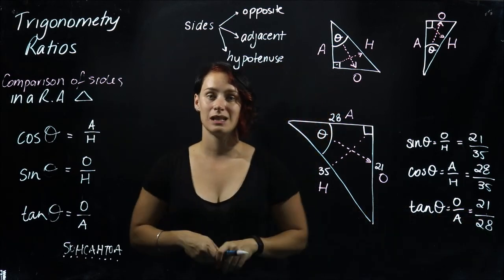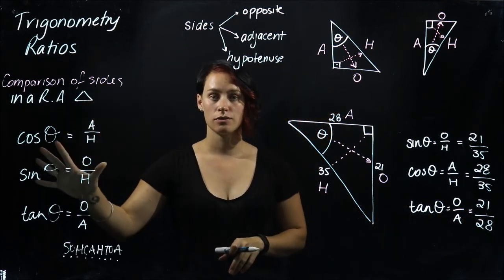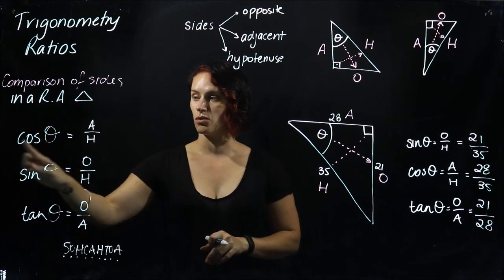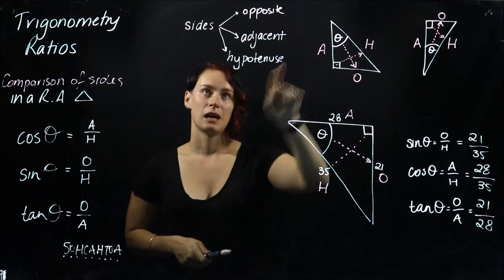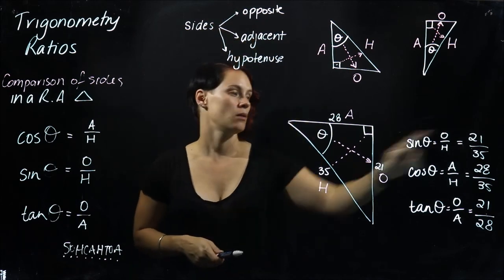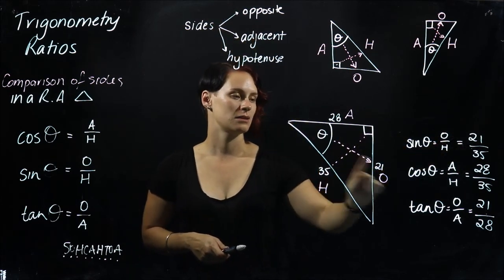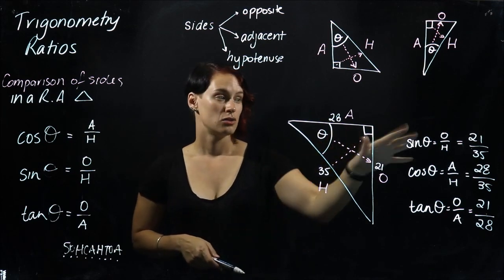So, some skills we need to learn. We need to learn our rules in reference to the angle. It is always cos of theta, sine of theta, or tan of theta. We need to be able to label our sides, and then we need to be able to apply our numbers or our measurements of our sides to our rules.